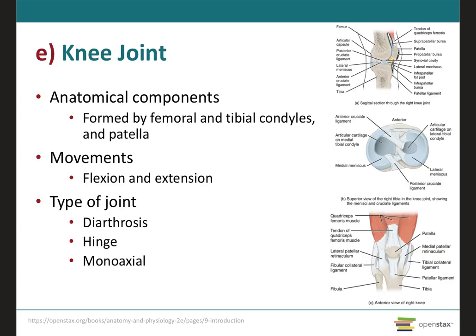The knee joint is going to be the largest and the most complex joint in the body. The knee joint is going to be formed by three bones, which are the femur, the tibia, and the patella. The fibula will not be part of the knee joint because the fibula only articulates on the lateral side of the tibia. Therefore, it's not part of the actual knee joint.